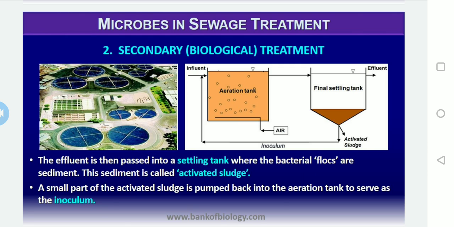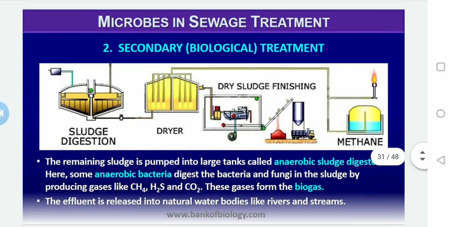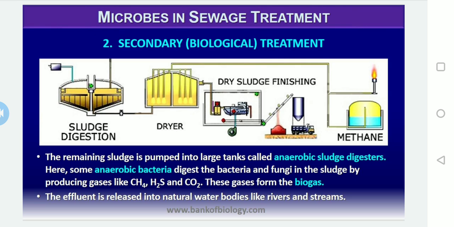And here is the very important one: the remaining sludge is pumped into the large tank called the anaerobic sludge digester. Here some anaerobic bacteria digest the bacteria and the fungi in the sludge by producing gases like methane and hydrogen sulfide, and these gases form the biogas. The effluent is released into the natural water bodies like rivers and streams.